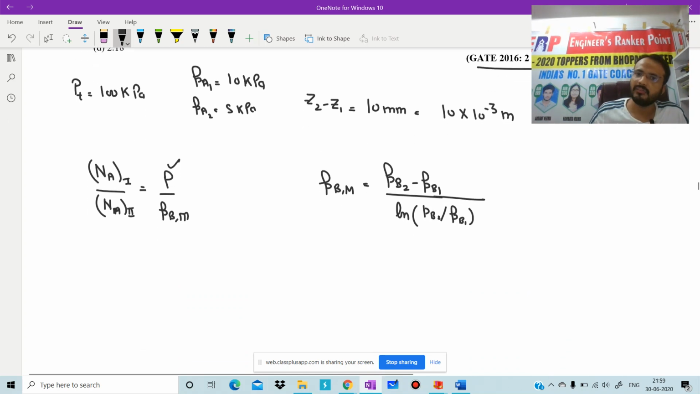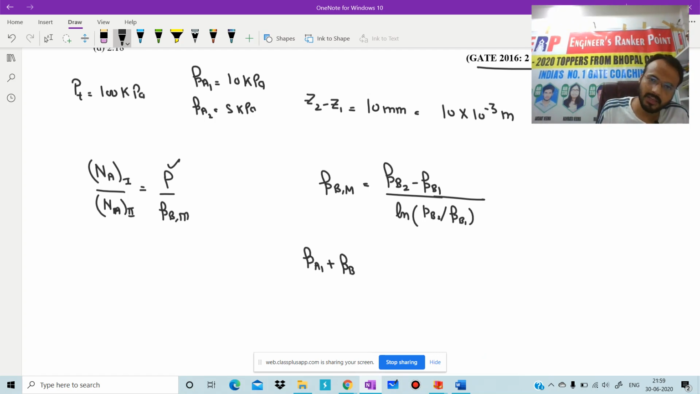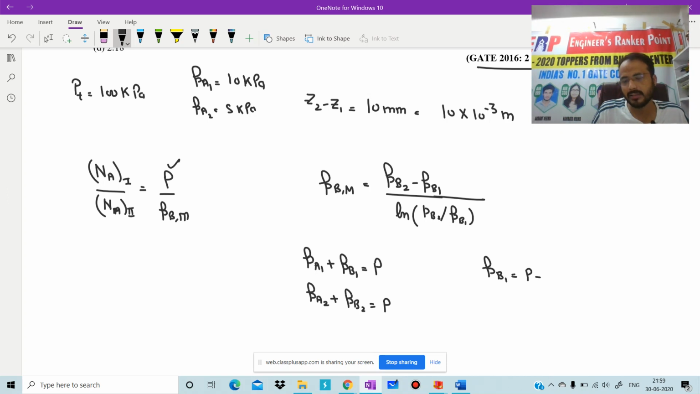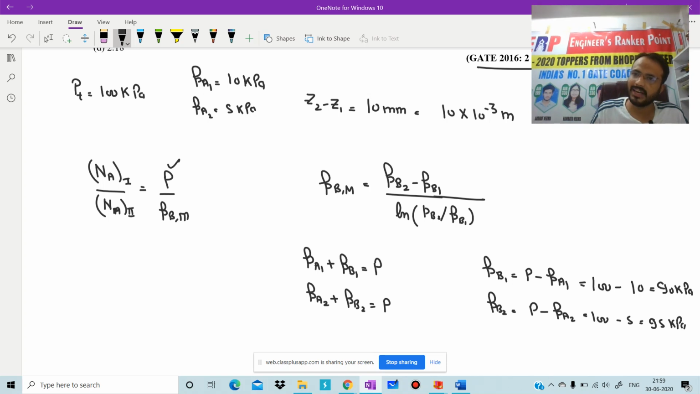Is it clear? We already know that PA1 plus PB1 is equal to P, or PA2 plus PB2 is equal to P, total pressure. The value of PB1 is equal to P minus PA1, and the value of PB2 is equal to P minus PA2. The value of P is 100, PA1 is 10, so PB1 is 90 kilopascal. That is 100 minus 5, which is 95 kilopascal. Is there any doubt?